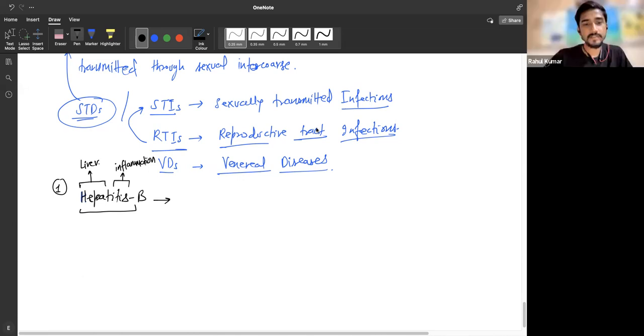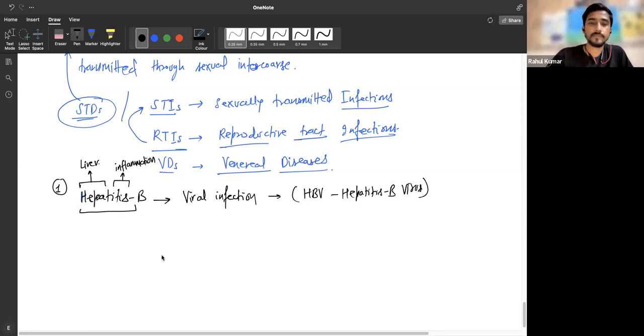So hepatitis B is a sexually transmitted disease. It's viral. It happens due to a viral infection. And the virus that causes it is called HBV, hepatitis B virus. Okay?